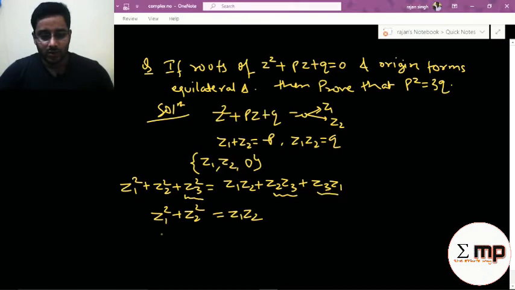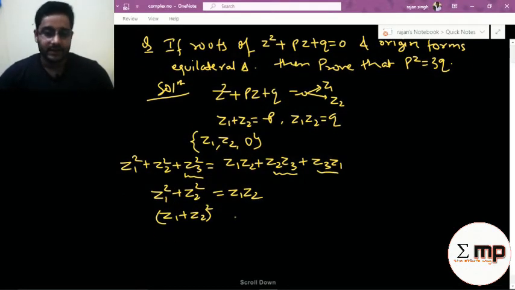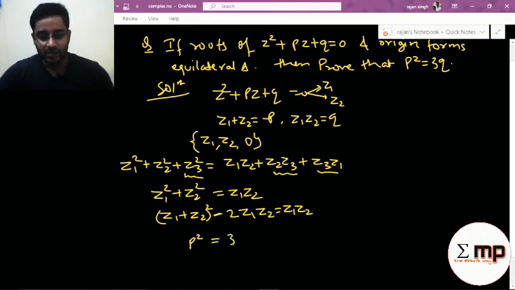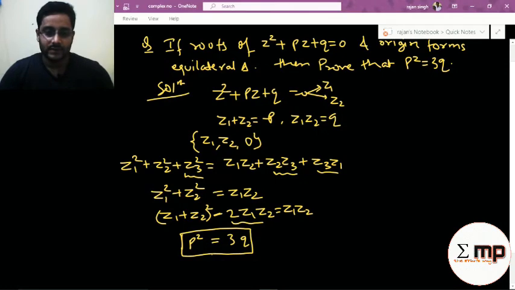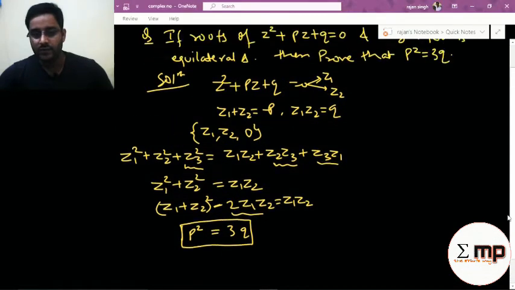So what is this? z1 square plus z2 square we can write as z1 plus z2 whole square minus 2 times z1 z2, and that is equal to z1 z2. So z1 plus z2 is minus p, so minus p whole square is p square equal to 3 times z1 z2, and z1 z2 is basically q. So that thing we have to prove. Okay, that's the problem. So we'll move to the next problem.